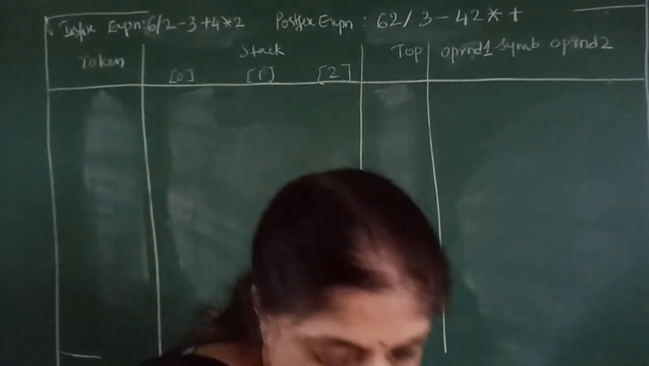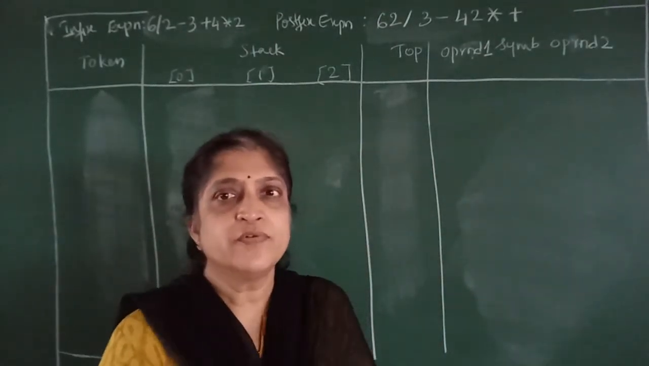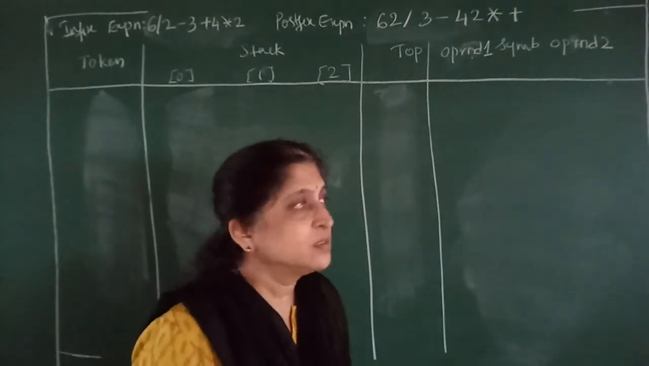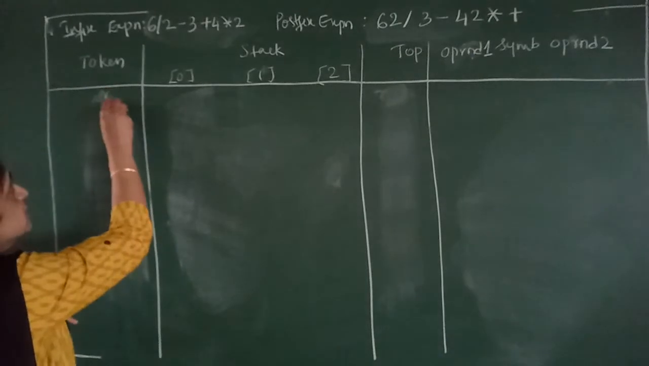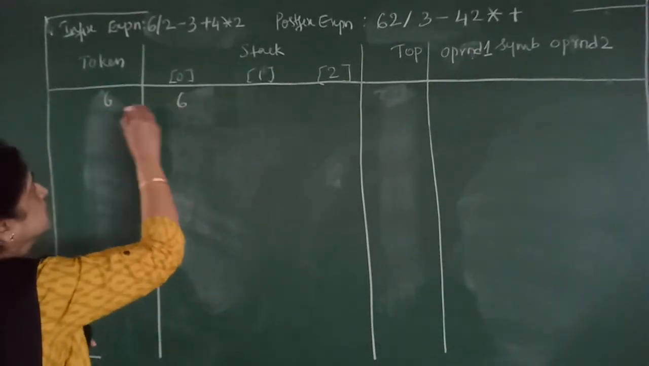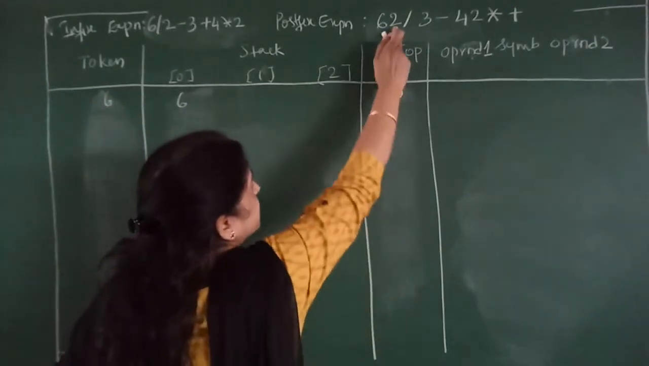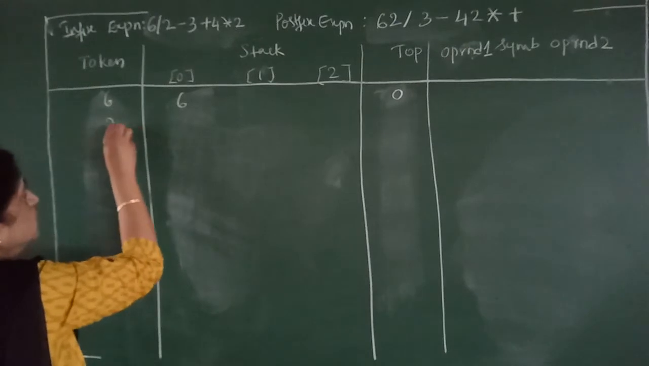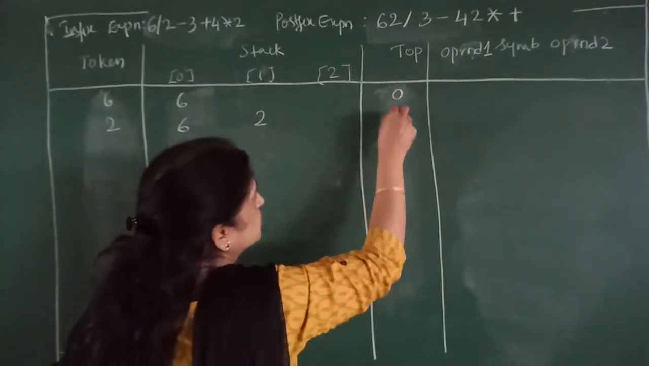Again, as I said, we will be giving this as input as a string, and we will consider the tokens. The first token is 6. Push it to stack. Top is 0. The next token is 2. Push it to stack. Top is 1.